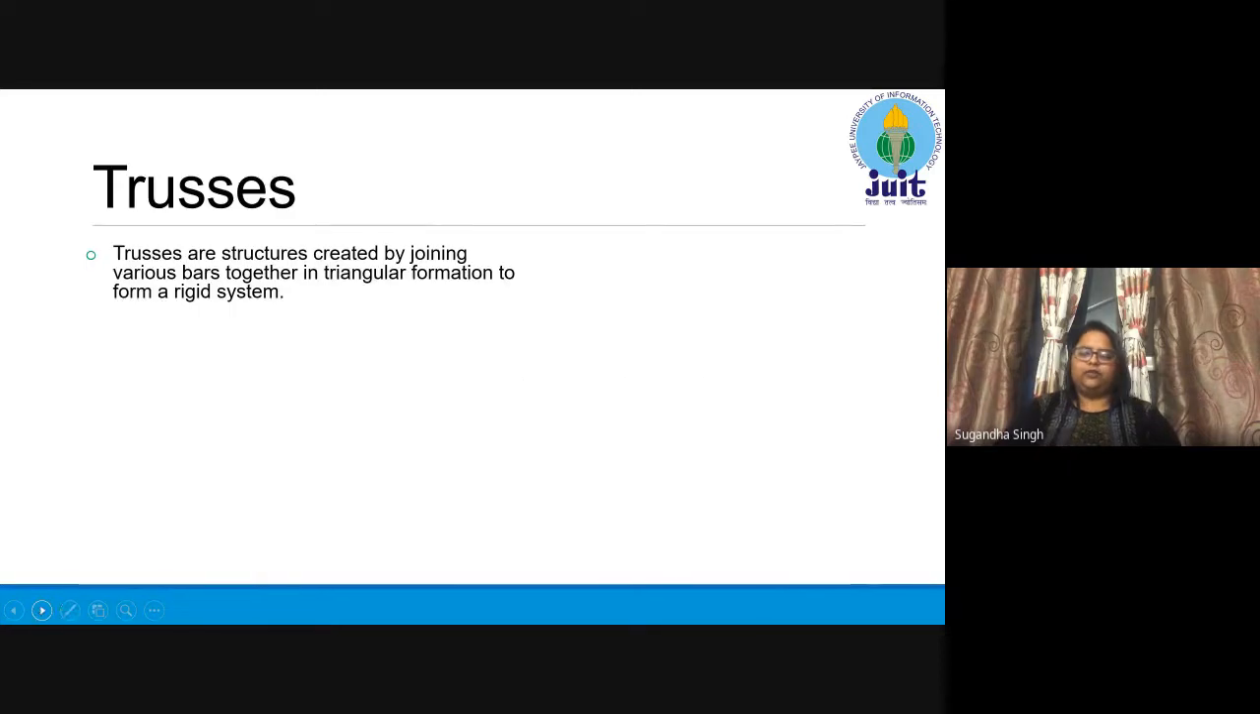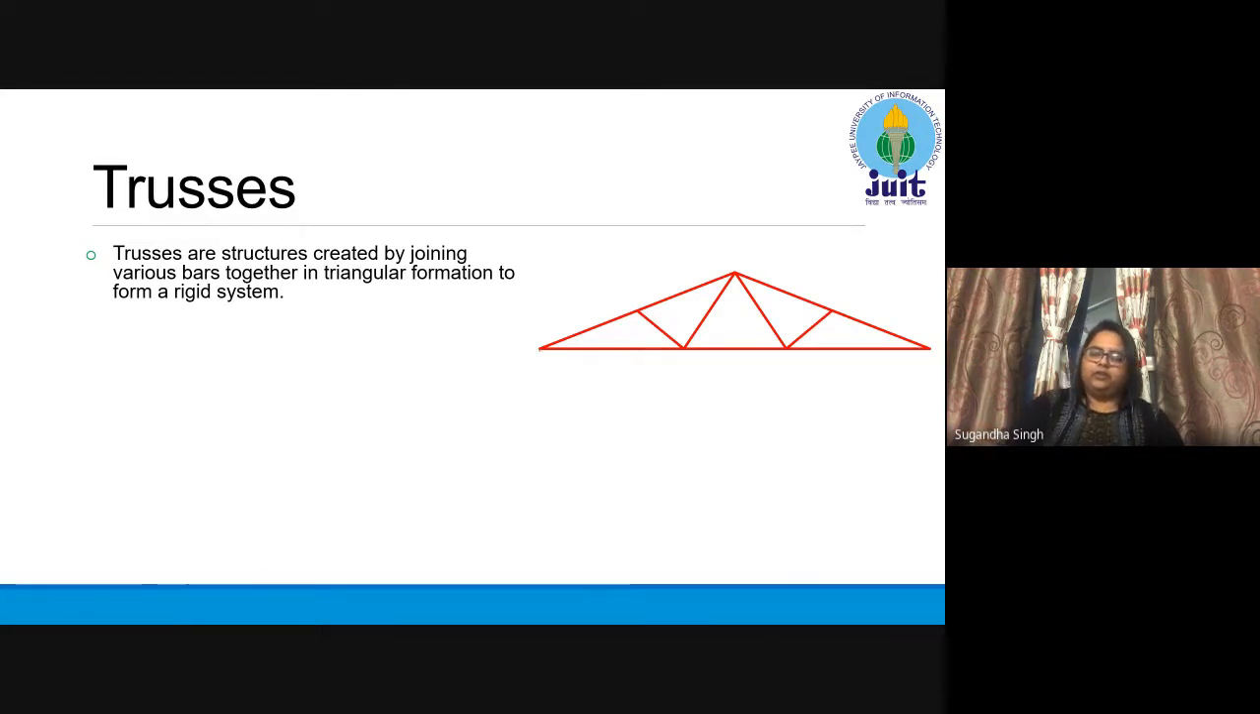So let's start with a brief introduction about what trusses are. Trusses are structures that are created by joining various bars together in a triangular formation to form a rigid system. These trusses are supported by columns, which are further supported by foundations embedded inside the soil. Each of the bars is pin connected.